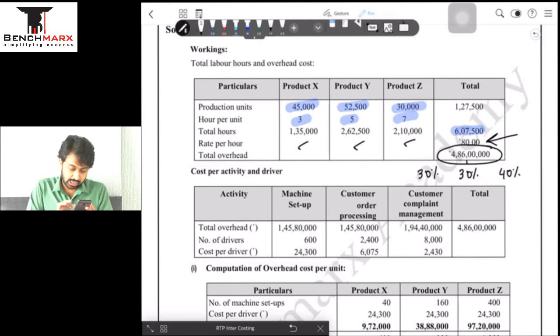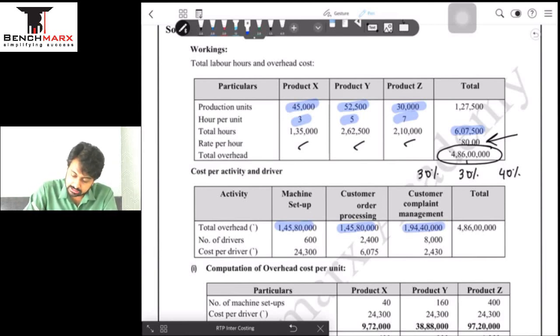So, kidhar gaya apna calci? 4 crore 86 lakhs into 0.3 karoge, to 145 lakh 80,000, woh aaya kya? Haan aaya na. 145.80, 145.80, and then simply change that to 0.4, 40%, that is 19,440. Ye bhi apne ko aaya. ICA hasn't given the split of this, but tumko exam mein dikhana padega.